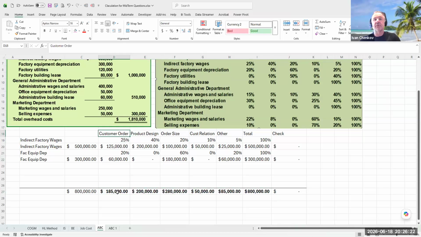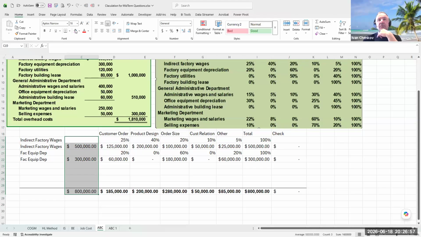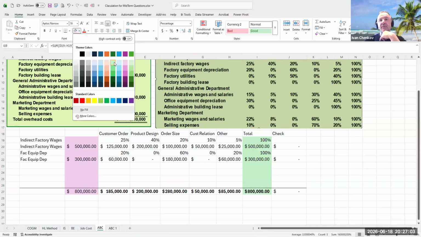So now for the customer order, I have the cost. For the product design, I have the cost. Order size, I have the cost. Customer relationship, I have the cost. Other, I have the cost. Total matching my total. And keep going, keep going to get all the activities with all the percentages and getting the total cost. That's more like a transposing calculation question. The only thing is be careful, don't make a mistake. Again, the total cost here has to be equal to the total cost at the end. That's your objective.